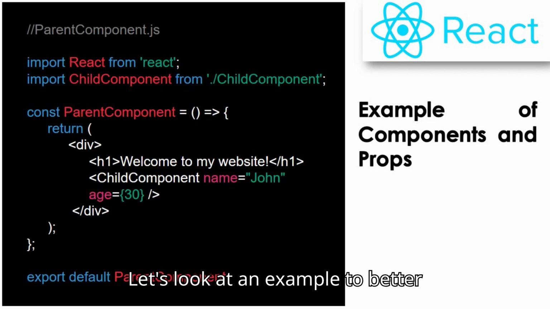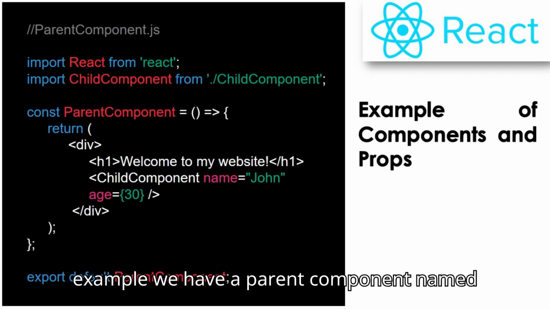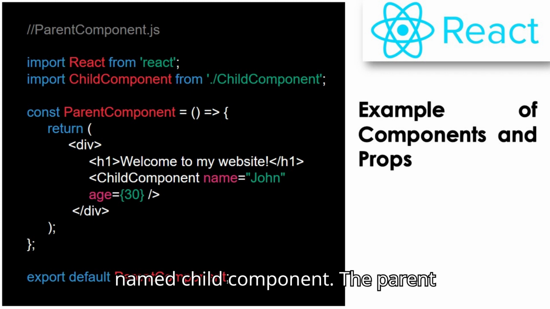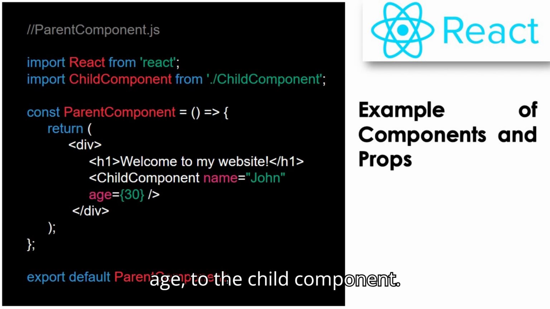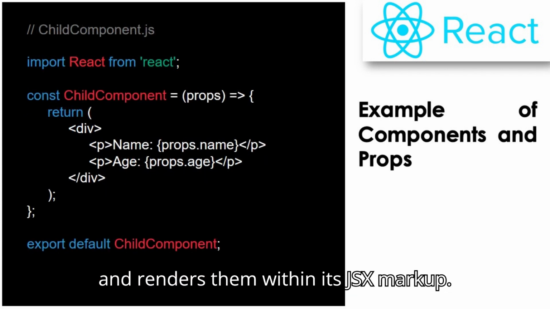Let's look at an example to better understand components and props. In this example, we have a parent component named ParentComponent and a child component named ChildComponent. The parent component passes two props, name and age, to the child component. The child component receives these props and renders them within its JSX markup.